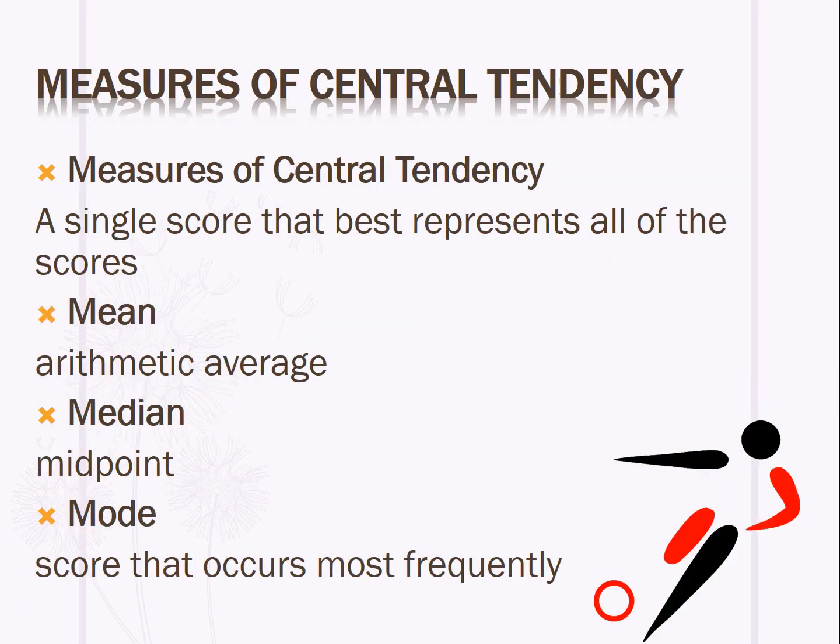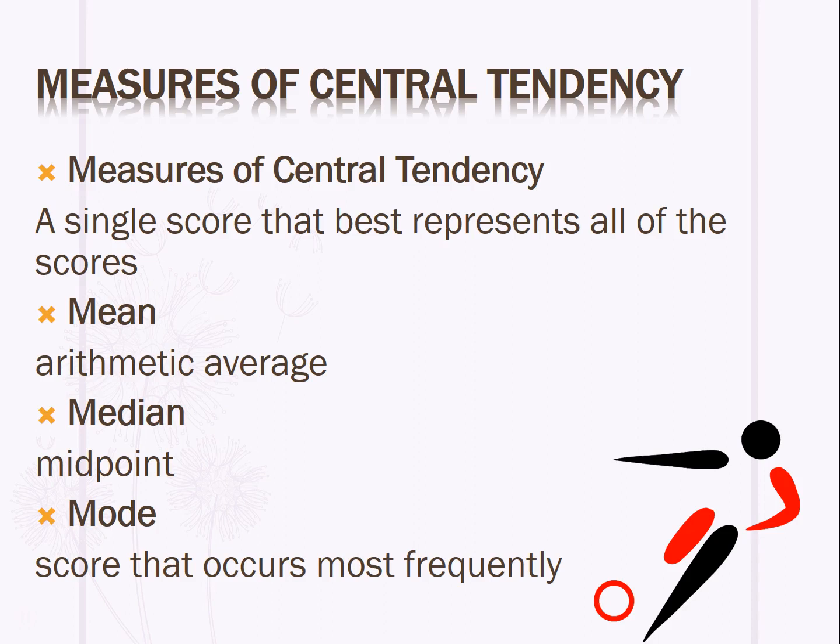When measuring central tendency, we want to find a single score that best represents all of the scores. When you have a group of scores, one number may be used to represent the group. That number is generally the mean, median, or mode. These terms are ways of expressing central tendency. Mean, also called arithmetic average, is the average score of a group of scores. It is most appropriate as a measure of central tendency for ratio and interval data.